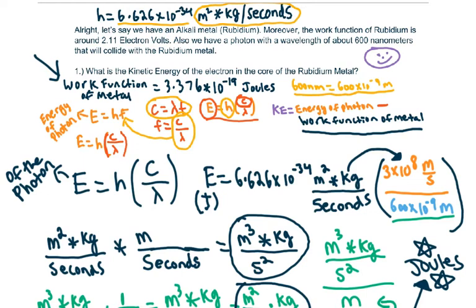So right then and there, when the question asks what is the kinetic energy of the electron in the core of the rubidium metal, we can say the solution is not going to be real because it would end up being a negative kinetic energy. And that's not possible, because we just said the energy of the photon in the equation is less than the work function of the metal.